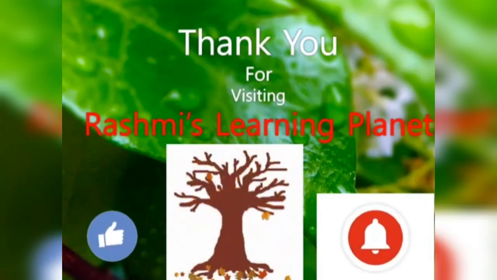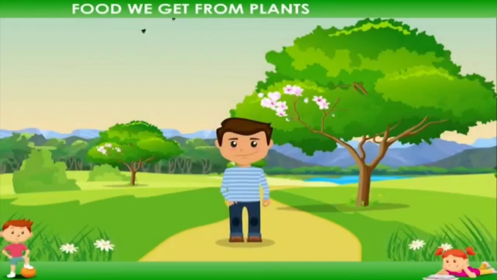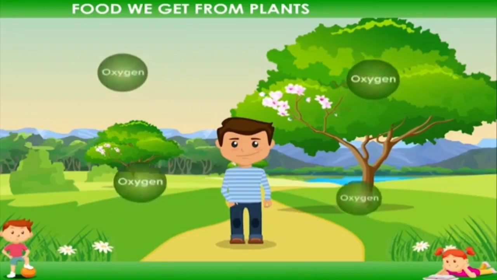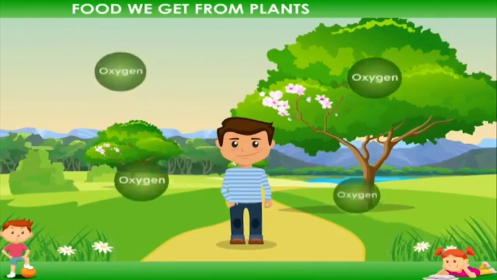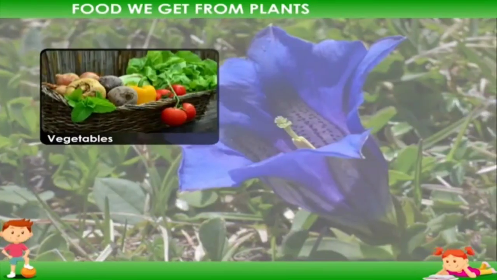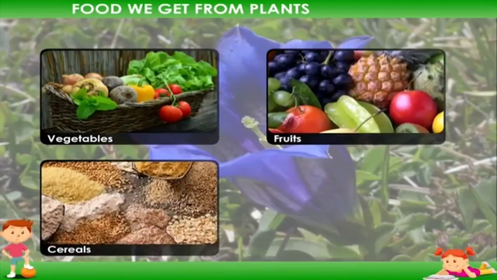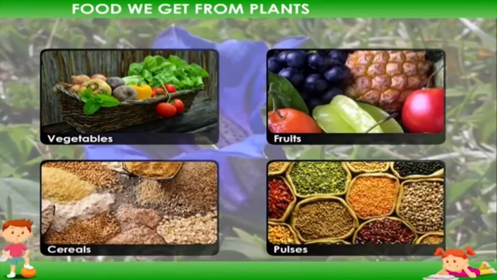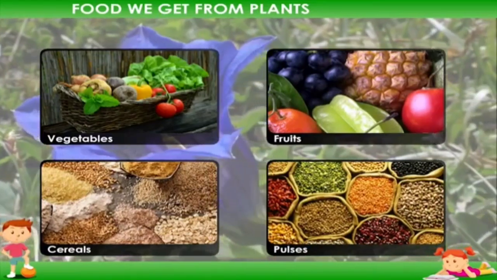Go green! Plants are very important for us. They clean the air and give us oxygen, which we breathe in. Plants give us vegetables, fruits, cereals, and pulses to eat. We use different parts of different plants as our food.